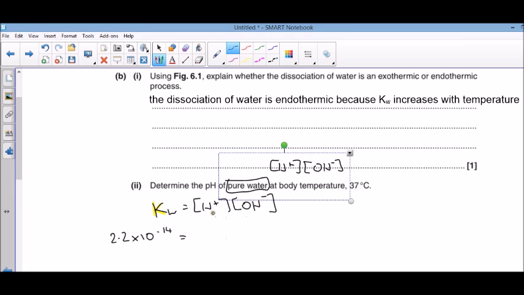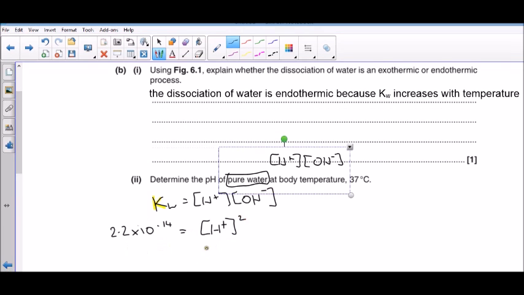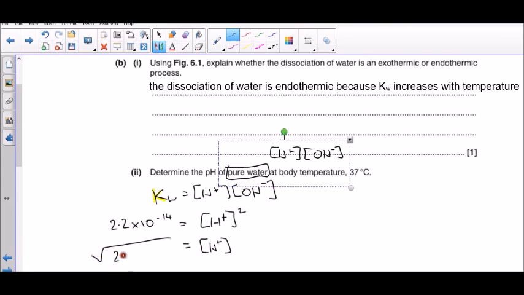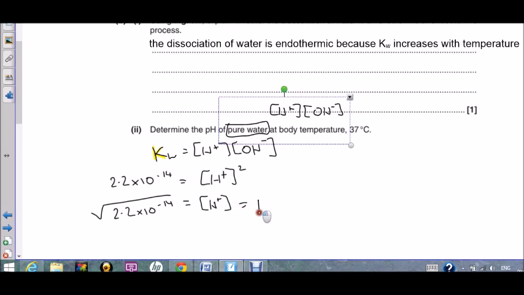So what we can do is say that Kw is equal to H+ squared. And so if we want just H+, which of course we'll need to calculate the pH, then we're going to square root that. So if we put that into the calculator, my answer is 1.48 times 10 to the minus 7. Okay, slightly different to the mark scheme.